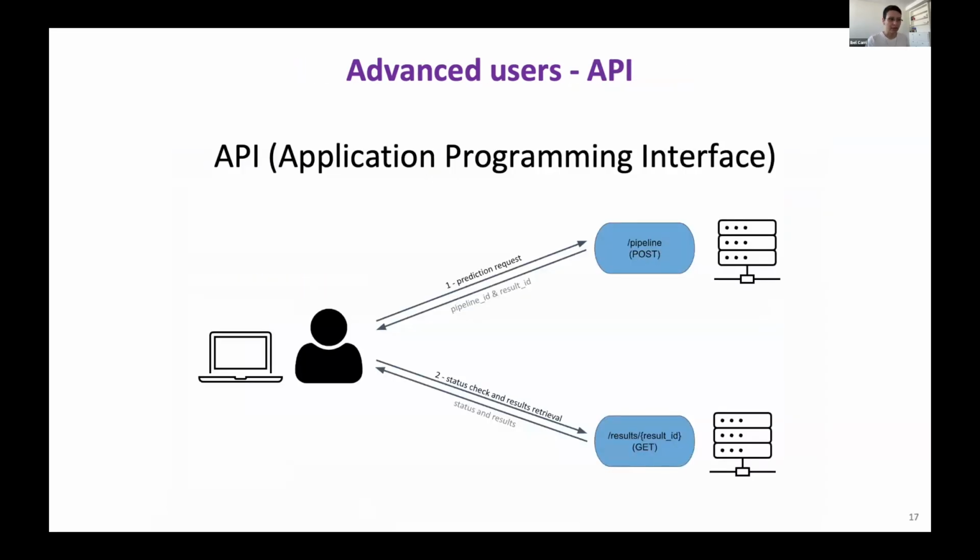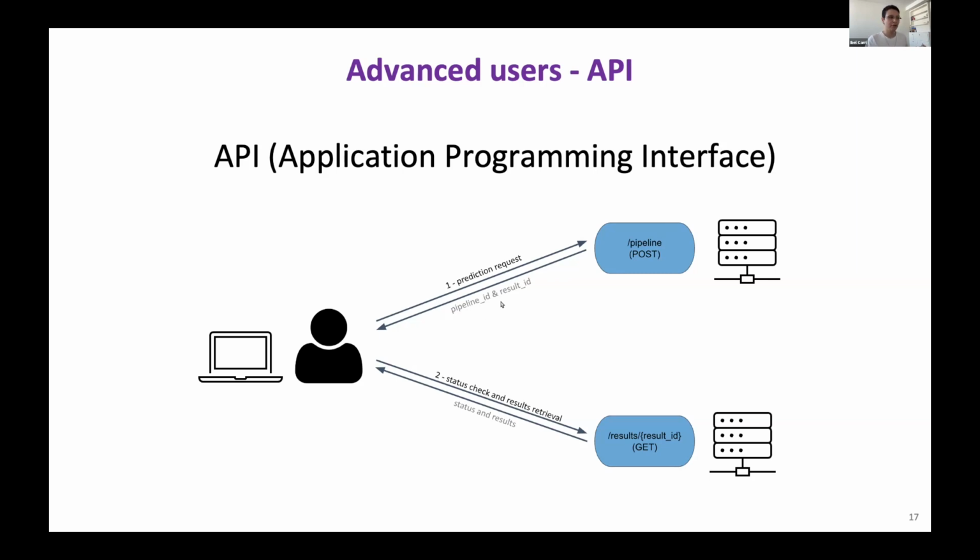Another option to run the tools is to use the API. So the API is an application programming interface that allows users to run jobs in the language that they prefer, not relying on the main web page. So the NextGen site API, how it works is the user first submits to our servers a prediction request. And the servers respond with a pipeline ID and a result ID.